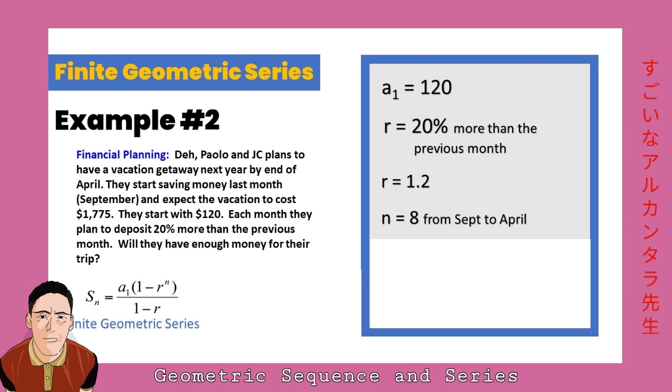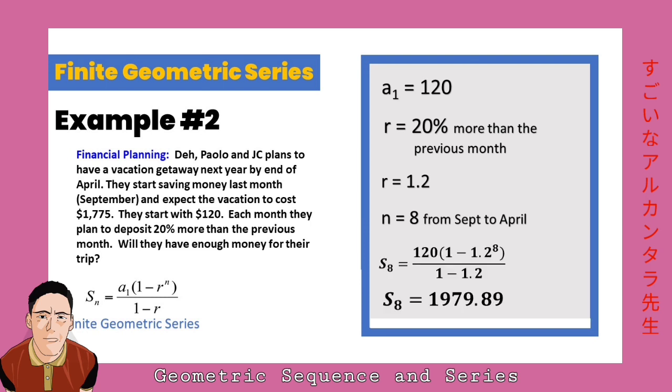So by substitution, again, you have to be careful with this. And then if you substitute it correctly, you're going to get the answer 1979.89. Disclaimer, the answer right here is estimated. So my suggestion here is this, and please do this also. I suggest that you do rounding off at the end of the solution. Do not round off or estimate in the middle of the solution.